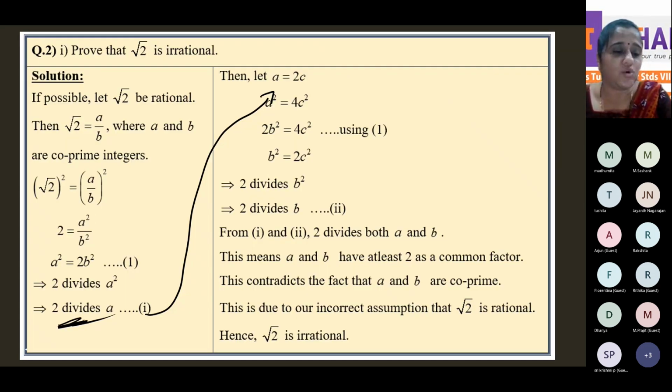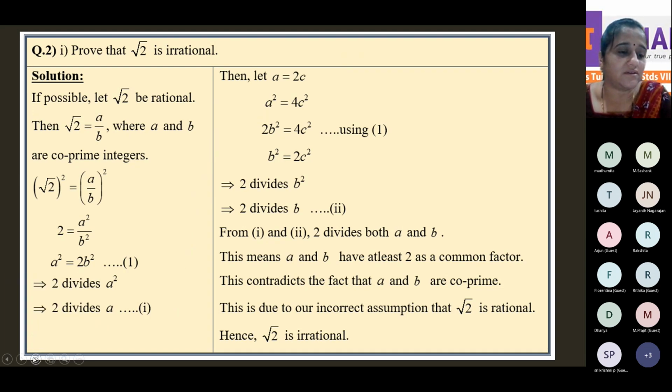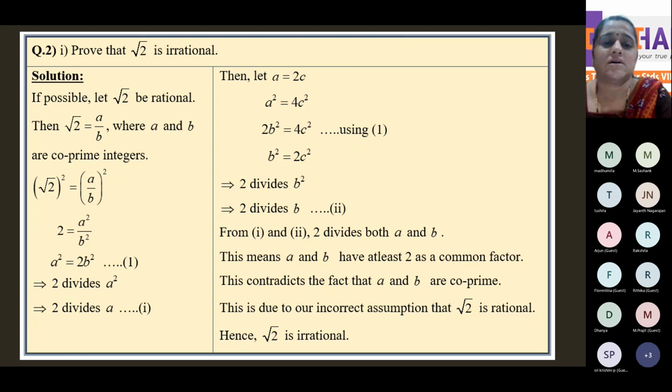In the same way, since 2 divides A, you can write A as 2 into something. And for that something, don't use A or B again. Use some other letter, so C. If you've used P and Q, you can use R. If you've used X by Y, you can use Z. Here I've used A by B, so I'm just saying it's C. So A can be written as 2C.